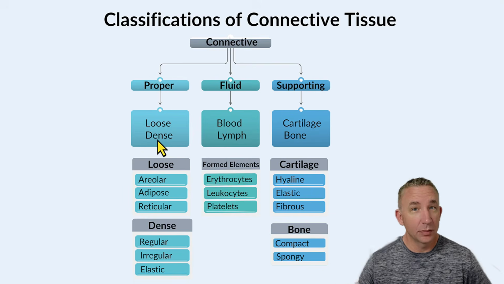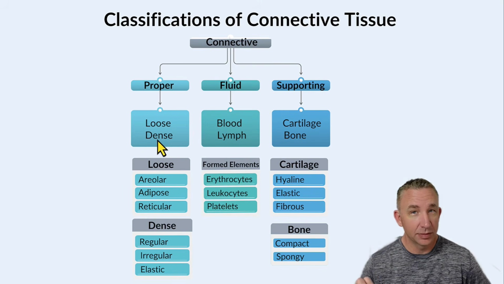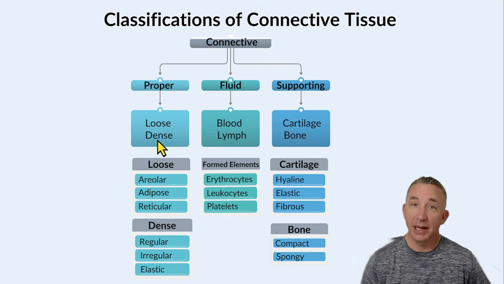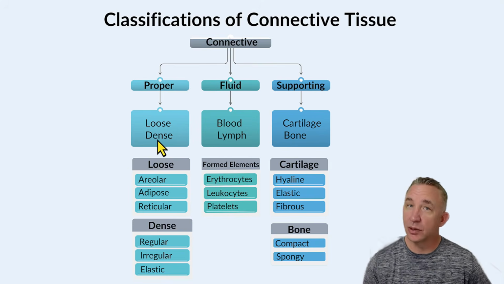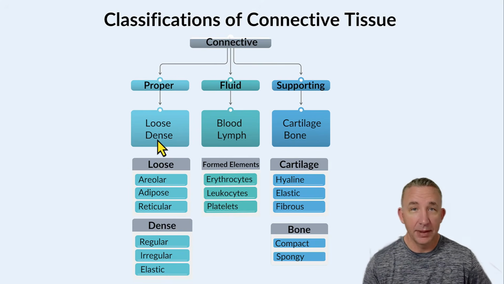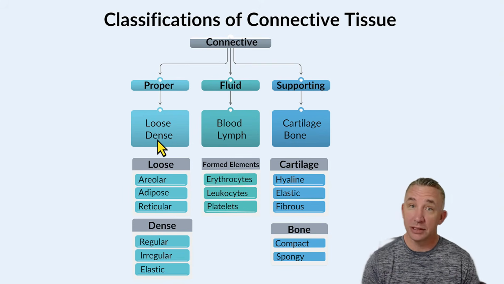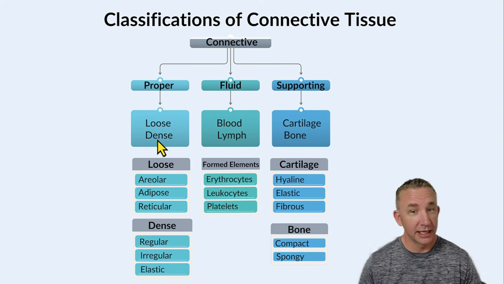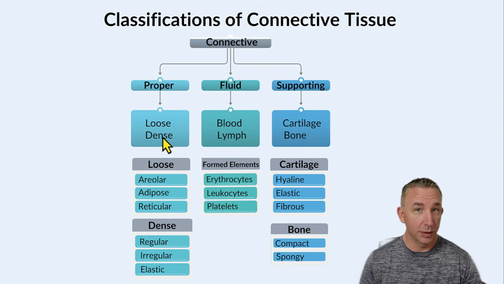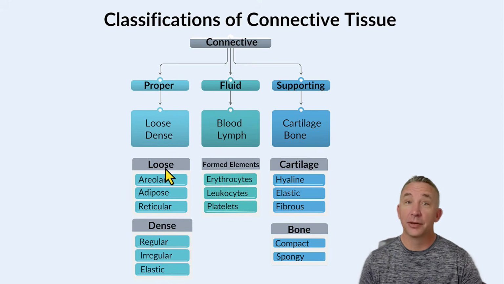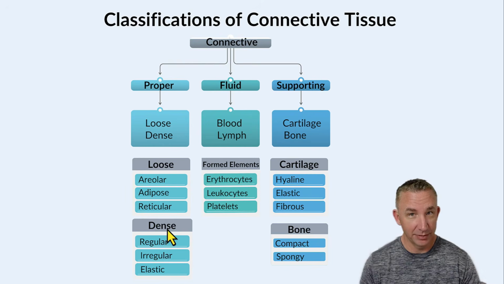We'll talk about what these cells in connective tissue proper make in another video when we talk about the matrix, because the matrix includes protein fibers. They're making these fibers, and the way the tissue is designed, sometimes it's loosely spread out, sometimes it's more dense relative to each other, so it's describing those. So 2 types of proper, loose and dense, 3 types of loose, 3 types of dense.